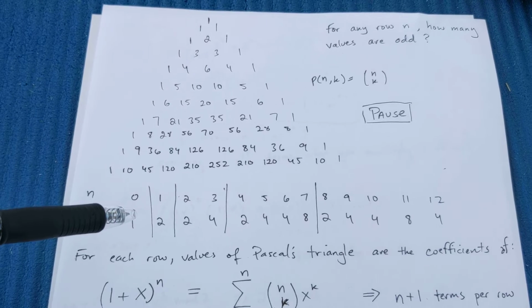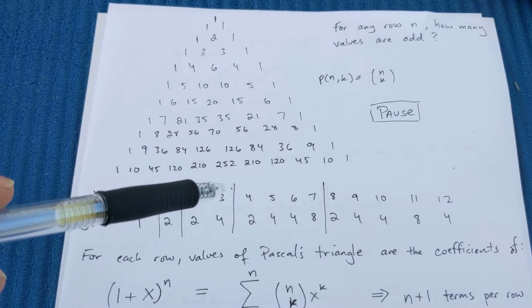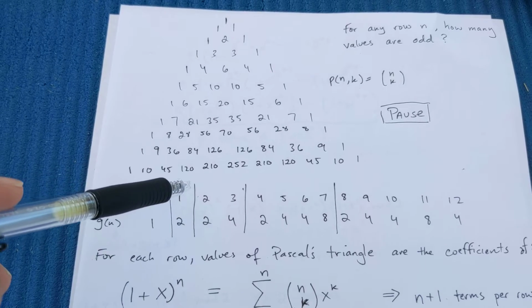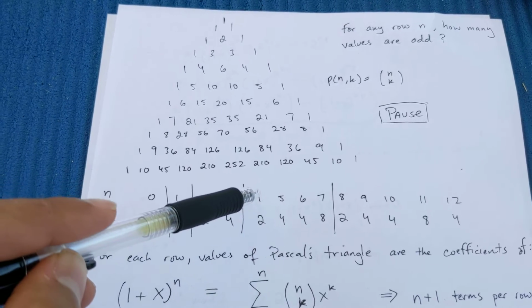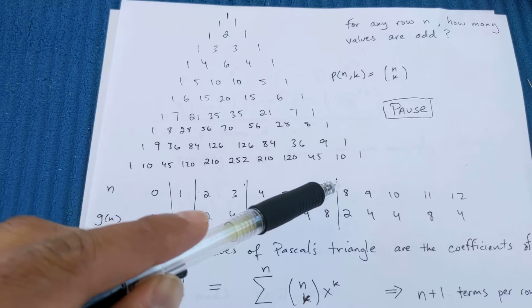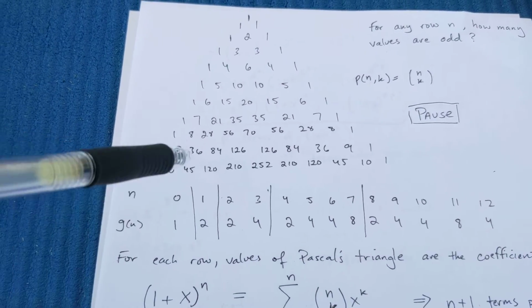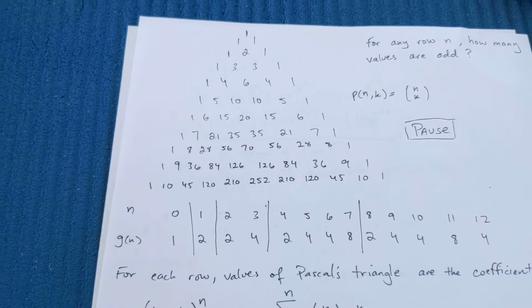And you notice that the pattern repeats every time we hit a power of 2. At 2 to the 0, we start at 1. At 2 to the 1, we start at 2. At 2 to the 2, we start at 2. At 2 to the third, we start at 2. So it's a very recurring pattern, and it hints that the powers of 2 are very important in this case.